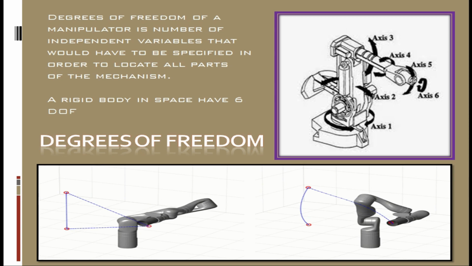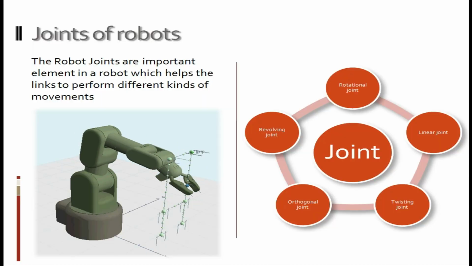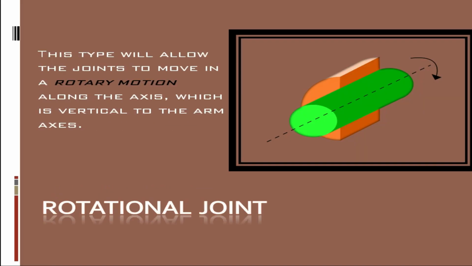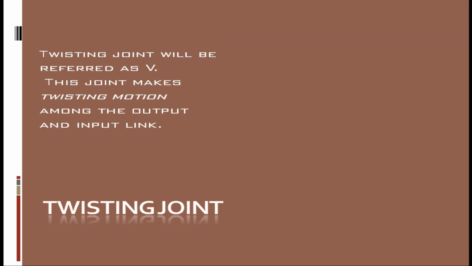Now let's see different types of robot joints. There are 5 different types of robot joints. The first is the linear joint. It helps in linear motion of the robotic arm. In this animation, you can clearly see the movement of the robot arm. Then comes the rotational joint. This type allows the joint to move in a rotary motion along the axis which is vertical to the arm axis. It is used when the robotic arm needs to be moved in a rotational motion.